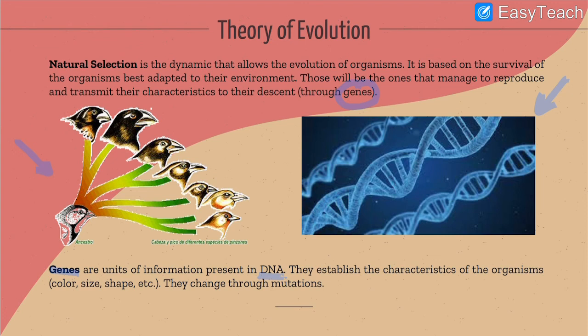is built by genes, or is composed of different genes, and these genes contain the characteristics of the animal or the plant or the living thing, okay? So these genes change during the time because of mutations, okay? Es decir, un gen va cambiando con el tiempo porque se producen mutaciones.